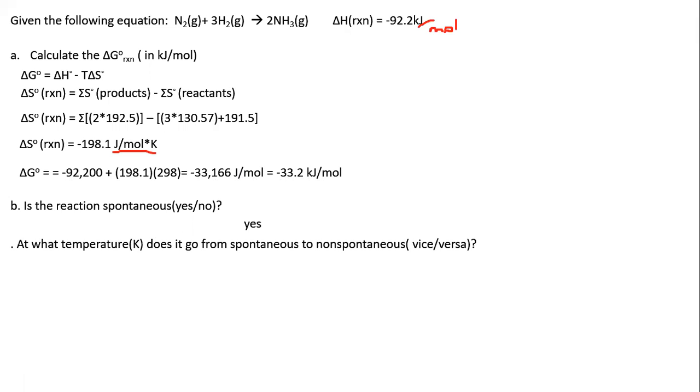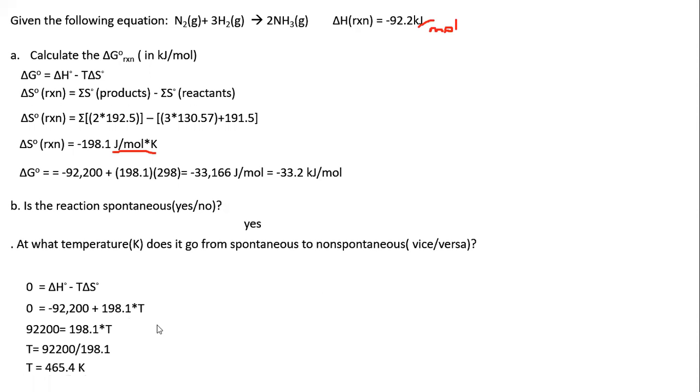Now, in the last question, we want to know at what temperature it goes from spontaneous to non-spontaneous, or vice versa. Whenever you're asked when it crosses this barrier from spontaneous to non-spontaneous, that means delta G is going to go through 0. So we want to determine at what temperature delta G is 0 given the delta H and delta S that we calculated. So we plug in our delta H again, converted to joules, and our delta S, and we rearrange to solve for temperature.